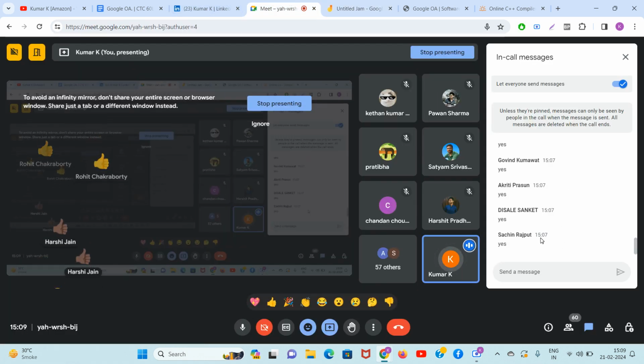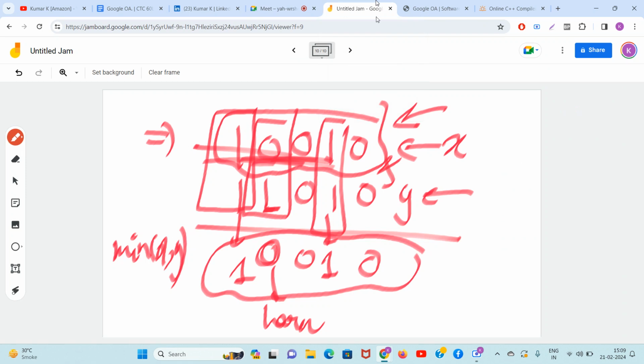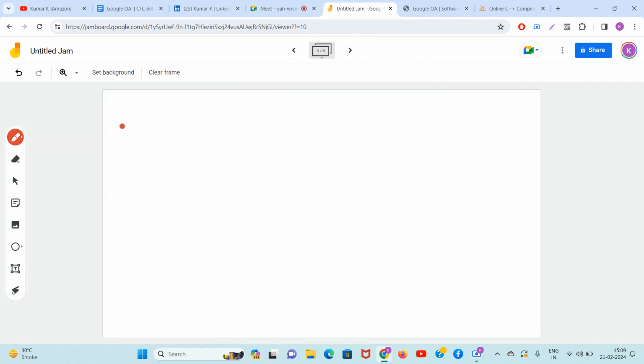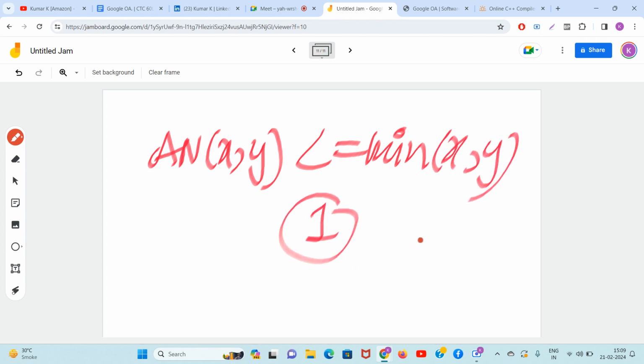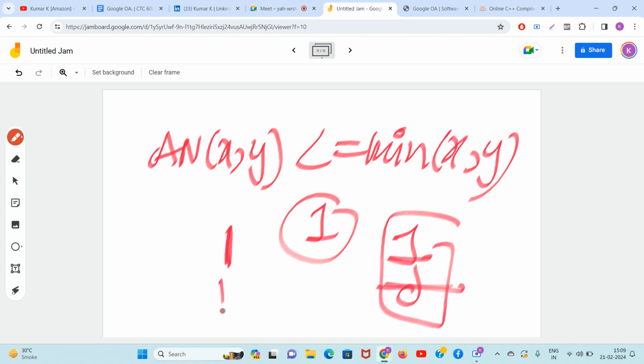If anyone has any doubt, please ask me now only. I am saying that this is my formula: AND of x comma y will always be less than or equal to the minimum of x comma y. Because one bit is getting lost whenever there is a 1 and 0 combination coming up. It is only getting retained when both are 1.